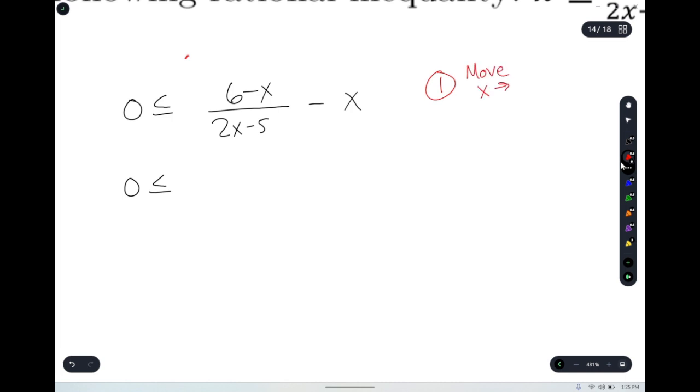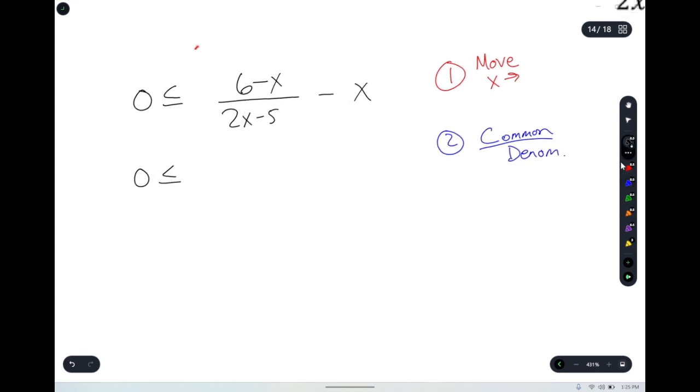Move x that way. Step 2. Common. Nice. Denominator. I do have friends. Nah, it's just an alert.